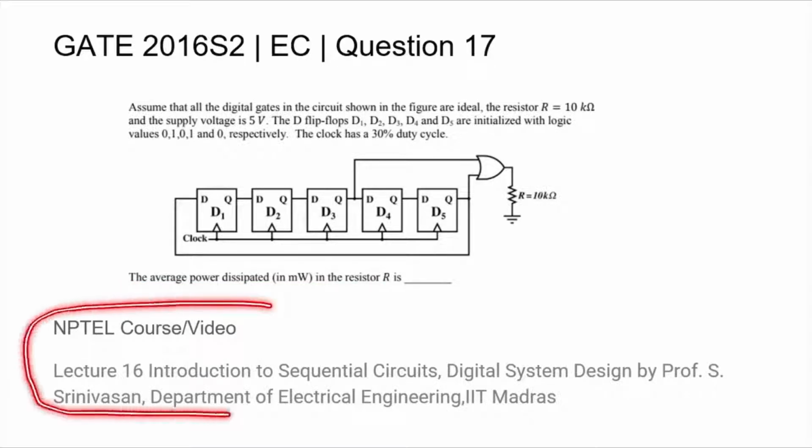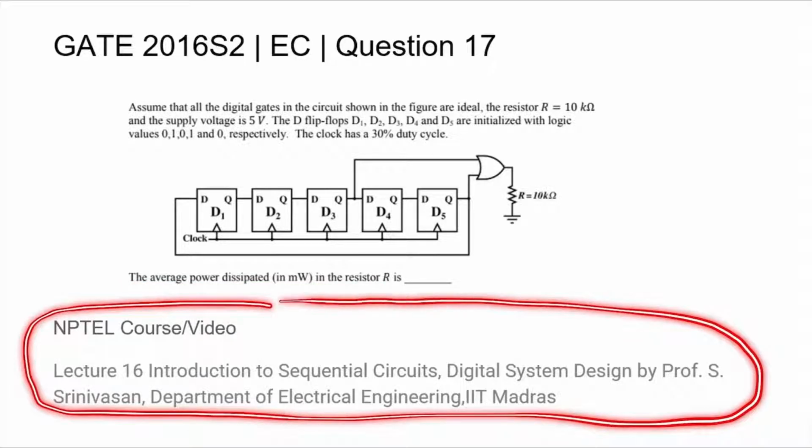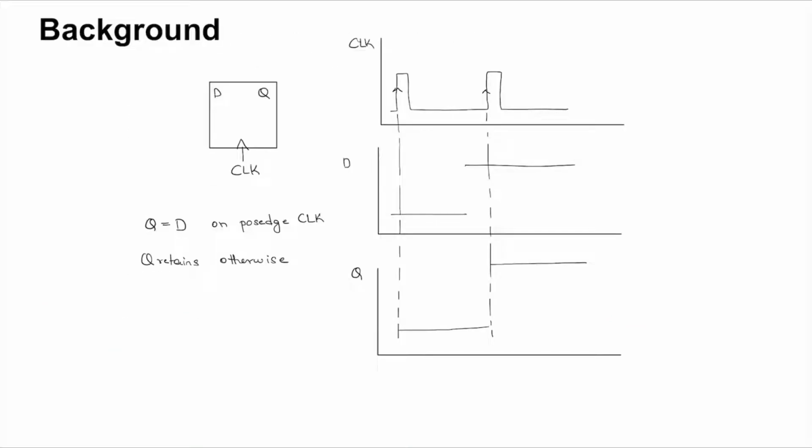Underneath the question, you will find the title of the NPTEL course or video relevant to this topic. A little bit of background. A positive edge triggered D flip-flop is one where whenever you have a positive edge on the clock, whatever the value of D was at the moment of the passage, Q will take on that value until the next passage, at which point it will sample D and take on the value till the next passage, and so forth.